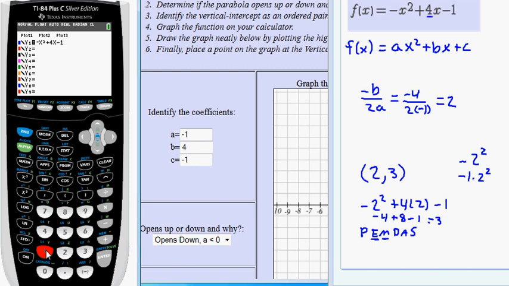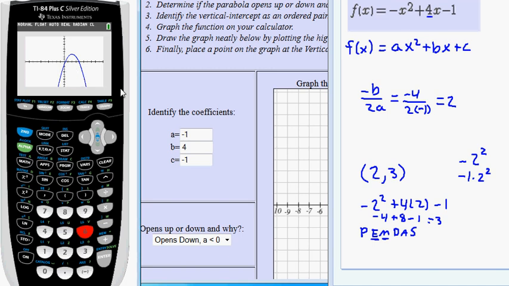Now this should show up on a standard window, so I'm not going to have to fill out the window. To get a standard window, hit zoom 6, and not only will it adjust your window settings, but it'll actually graph the equation for you. So we should be getting a parabola that opens down, as promised. We also found that the vertical intercept, if you remember, was 0, -1. That looks pretty plausible there.